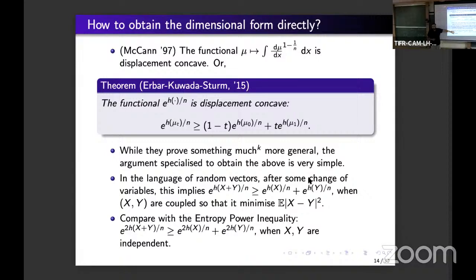And this again is another time when you see that the optimal coupling, optimal transport, gives you Brunn-Minkowski type things. The independent coupling gives you entropy power inequality type things. So, okay, this is nice.